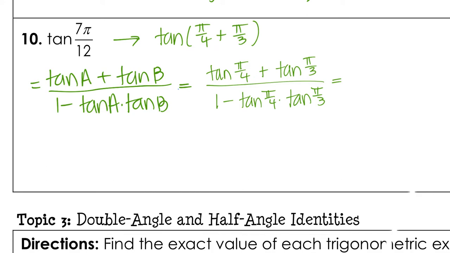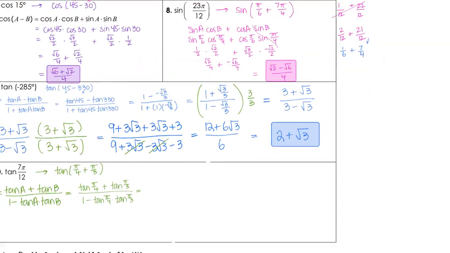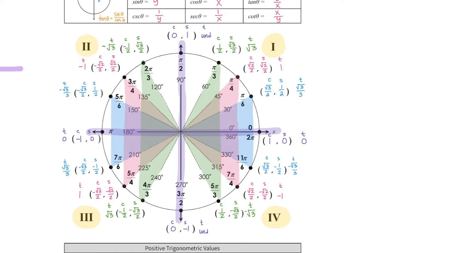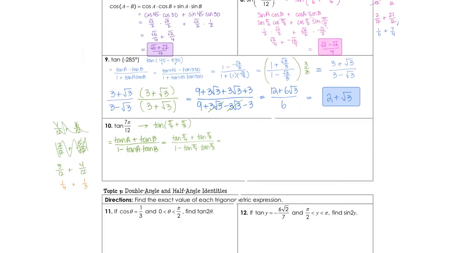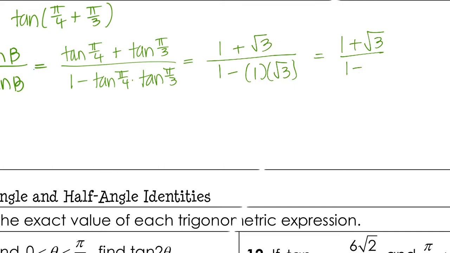Okay, so I need to find those values. What is the tangent of pi over 4 and what is the tangent of pi over 3? So tangent of pi over 4 is 1. Here's pi over 3. It's square root of 3. So 1 and square root of 3. So 1 plus square root 3 over 1 minus 1 times square root of 3. Then we would simplify. So that bottom part is just going to be 1 minus square root of 3.